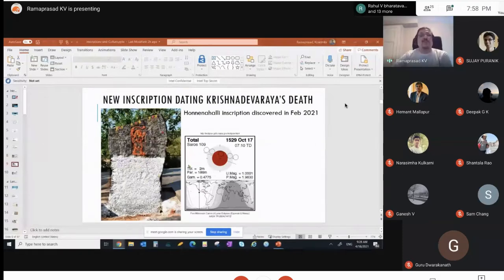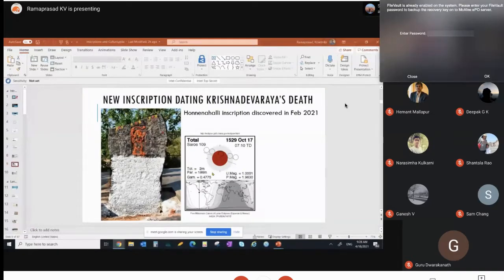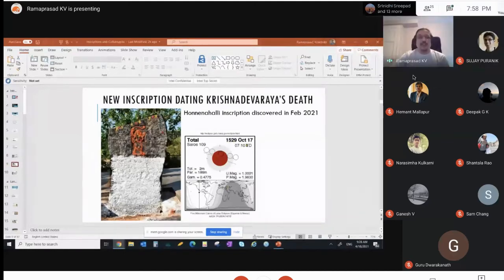Until now, we didn't know the exact date of Krishnadevaraya's death, but this one actually tells the date he passed away. It was a Kartika Purnima day, and there was an eclipse on that particular day. So we know now that it was October 17, 1529. This really helped us to chart down the unknown, connect the dots, so to say.